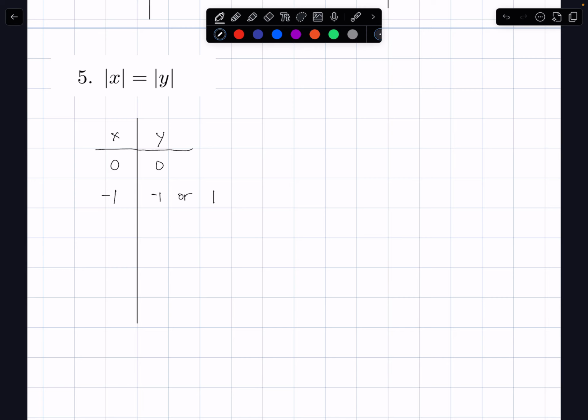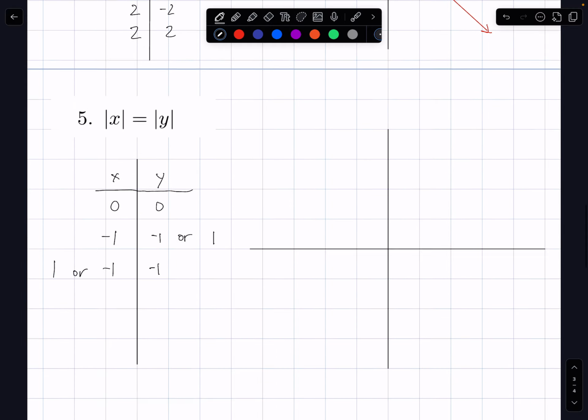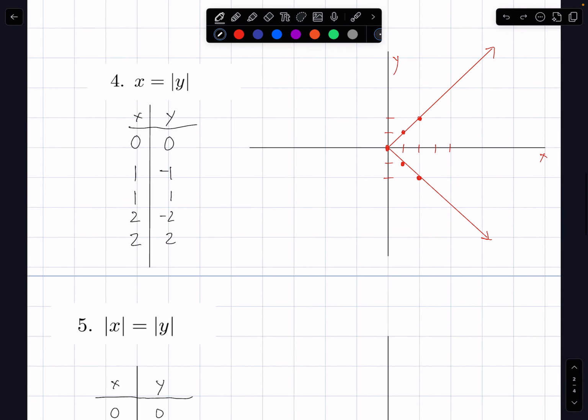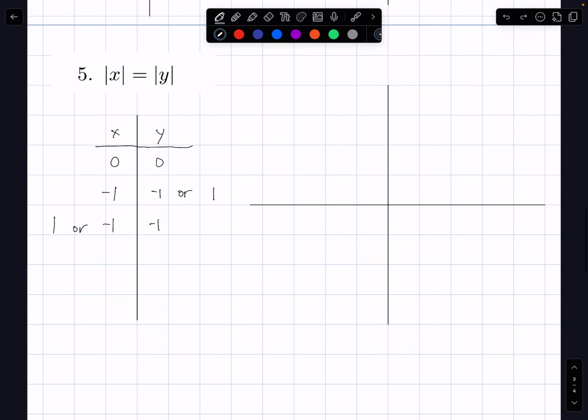Now, I could also think about it the other way, right? If y is -1, then x could be -1, or it could also be +1. So I get a few different options here. So let's see what this graph would look like then. And this one is not considered a function because you get more than one value. Well, even some of these other ones weren't functions. Like this one wasn't a function because it doesn't pass the vertical line test, right? You get more than one value for one single x value. This one even more so.